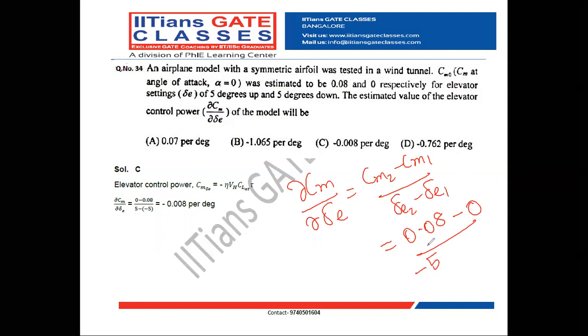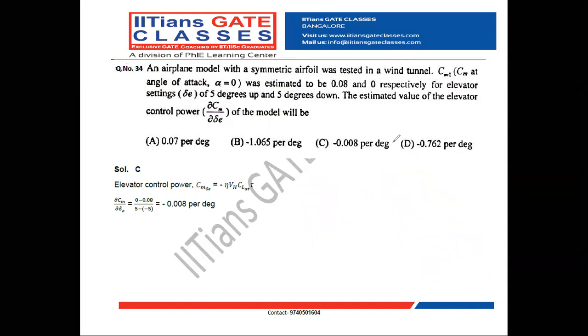So upward deflection of elevator 5 degree, that is minus 5 degree, and downward elevator deflection is positive, so it is fine. So it is 0.08 divided by minus 10. So the correct option is option C, minus 0.008 per degree. Okay.